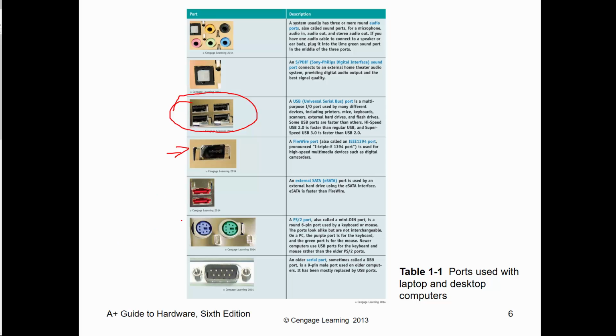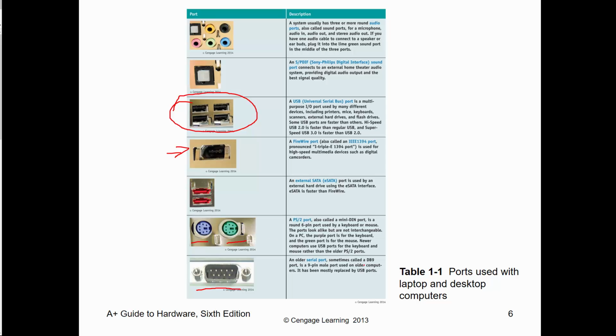Almost done. We have our PS2 ports. We have one purple for keyboard, one green for mouse. We have a DB9 or a serial connector. You'll notice there are 9 pins. They're not female, they're actually male, they actually protrude. This is used for configuring types of devices. It's also called a COM port, also called a serial port, also called a 232 port.